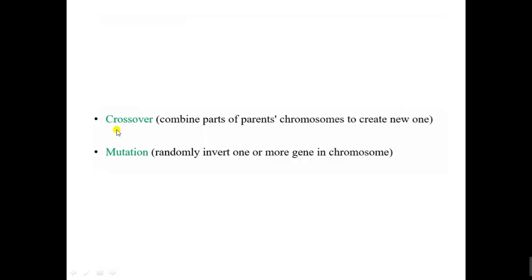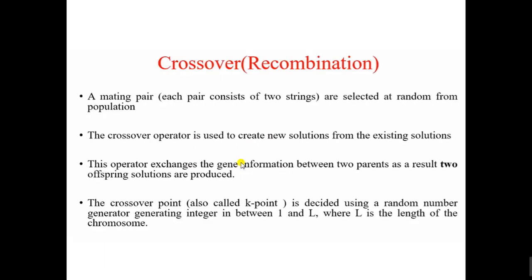So what is crossover? It combines parts of parents' chromosomes to create a new one. Mutation randomly inverts one or more genes in a chromosome. I will explain how to do crossover and mutation. Crossover is a recombination. A mating pair, where each pair consists of two strings, is selected at random from the population. The crossover operation is used to create new solutions from existing solutions. This operator exchanges the gene information from two parents. As a result, two offspring solutions are produced.